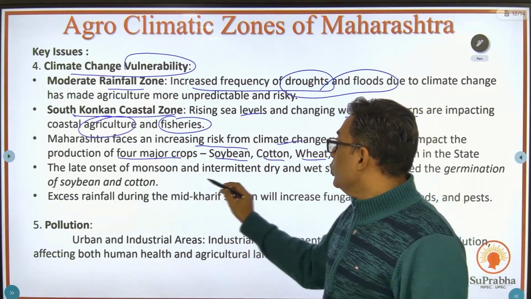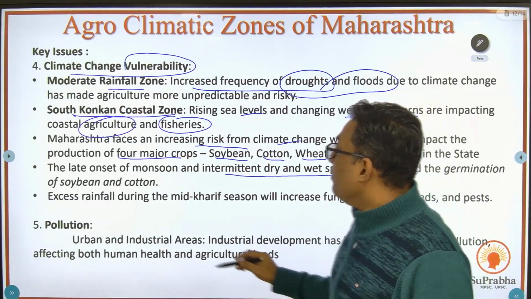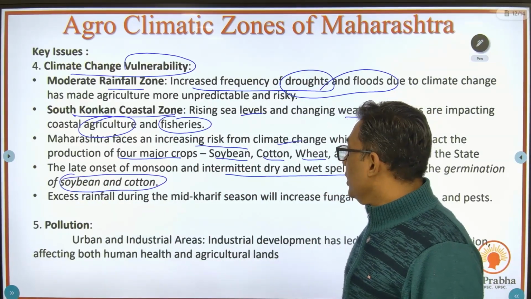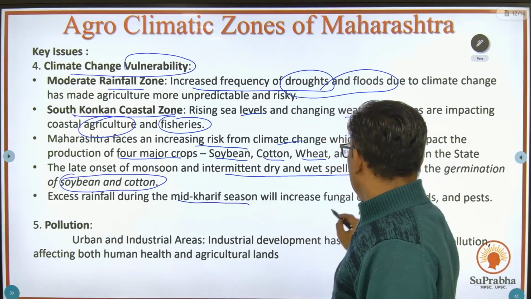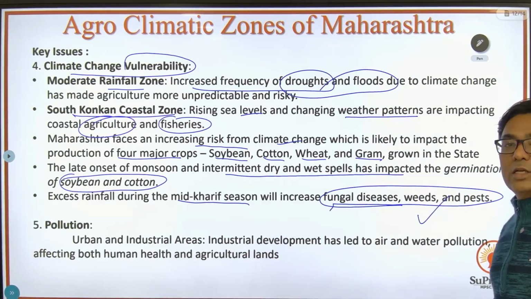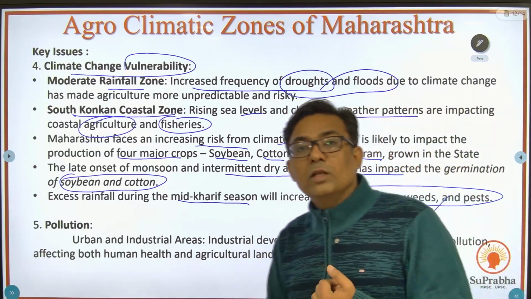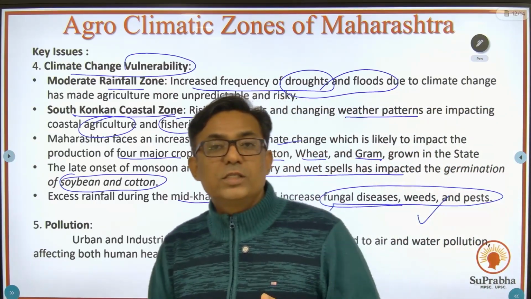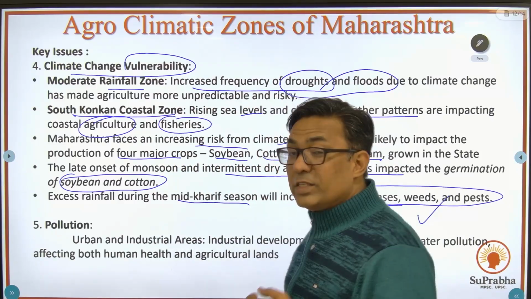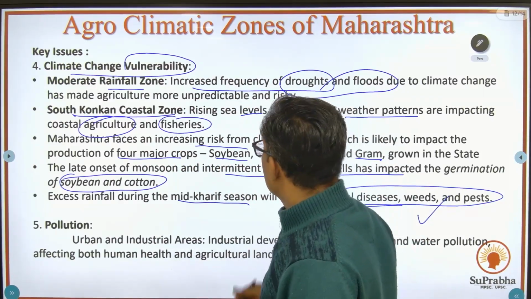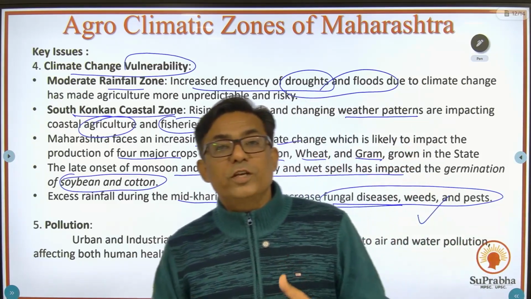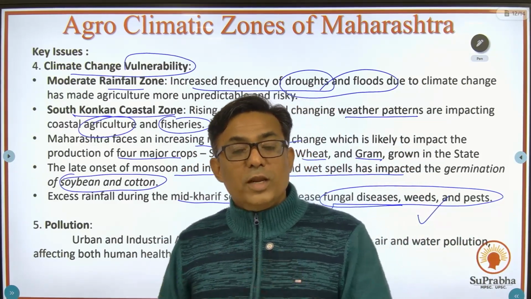The late onset of monsoon and the intermittent dry and wet spells have impacted the germination of soybean and cotton. And also excess rainfall in mid-kharif season will increase fungal disease, weeds and pests. So the incidence of pests and fungal diseases destroys the crops, or because of excessive rains, because of droughts, because of climate change, the germination pattern has changed. These are the major issues which are faced because of climatic change.